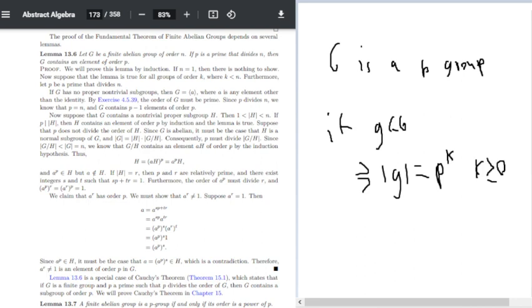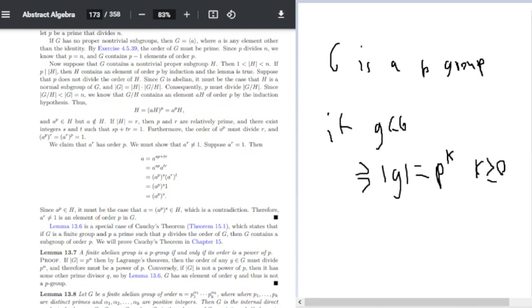If the order of H is equal to r, then p and r are relatively prime, and there exist integers s and t such that sp + tr = 1. Furthermore, the order of a^p must divide r, and (a^p)^r = (a^r)^p = 1. We claim that a^r has order p.